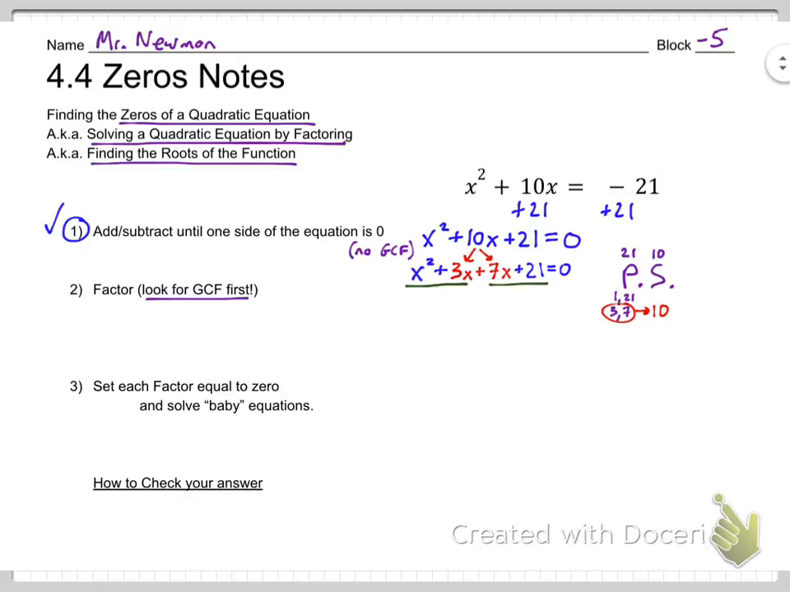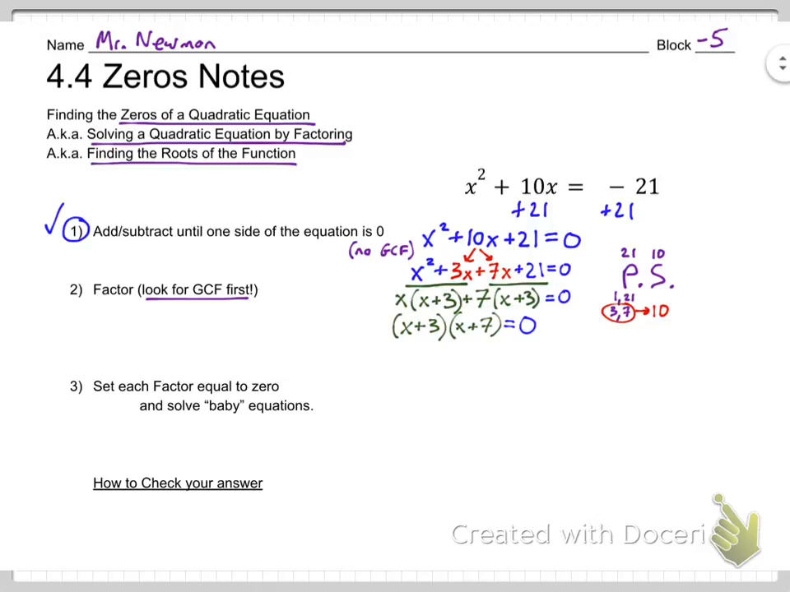Let's continue factoring. So we're factoring out the GCF of each of the parts that I've underlined in green. X squared and 3x have a GCF of x. 7x and 21 have a GCF of 7. And the last step is to write that out. x plus 3 times x plus 7 equals 0.